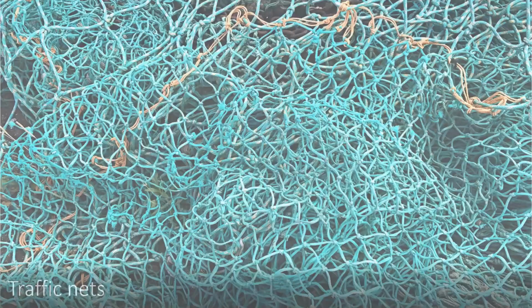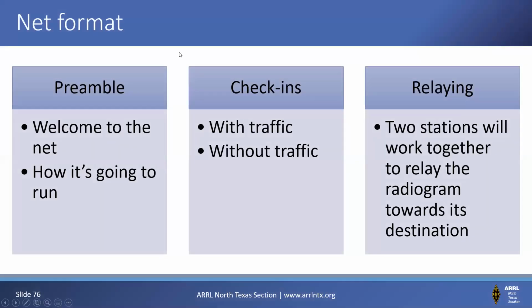So now on traffic nets, I won't dive into this too much. It's pretty much like any other net you've hopefully joined, where you get the preamble: welcome to the traffic net, my name is so-and-so, and I'm your net control station, and I will now take check-ins from stations with traffic, which means you're bringing a radiogram that you want to introduce into the system or relay through the system. And then you take check-ins from stations without traffic, which means I don't have any radiograms to relay, but I'm here if you need help relaying things. And then after that, the relaying begins.